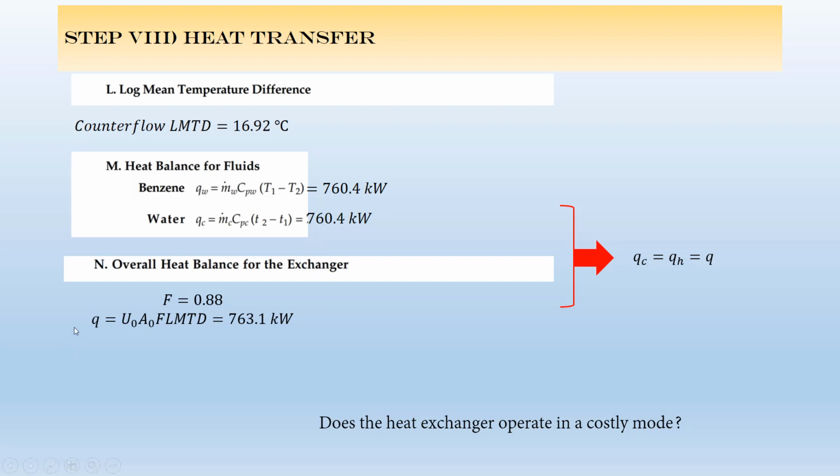So to increase the F, F equals Q over U A LMTD. So to increase the F, what you can do, you can decrease the area, correct? If you decrease the area, then F increases. So you can play with the parameters, probably the area, to decrease the area, to increase F, to make sure that F is more than 0.75. So there is another green light here. F is higher than 0.75.